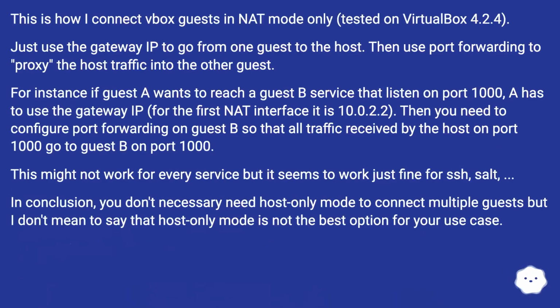This is how I connect guests in NAT mode only, tested on VirtualBox 4.2.4. Just use the gateway IP to go from one guest to the host. Then use port forwarding to proxy the host traffic into the other guest. For instance, if GuestA wants to reach a GuestB service that listens on port 1000, it has to use the gateway IP. For the first NAT interface it is 10.0.2.2. Then you need to configure port forwarding on GuestB so that all traffic received by the host on port 1000 goes to GuestB on port 1000.